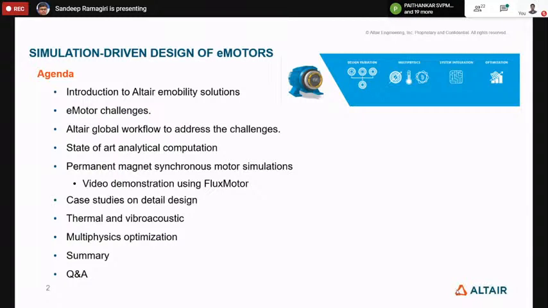And as I said, we will see how to set up the model. I will do a live demonstration, and we will see some case studies and best practices from the industry. We will also discuss the thermal and noise levels coming out from the motor, and then we will see the optimization cases. Then I will summarize, and then we will take up the question and answer session. So this is my agenda. Let us start by introducing Altair.